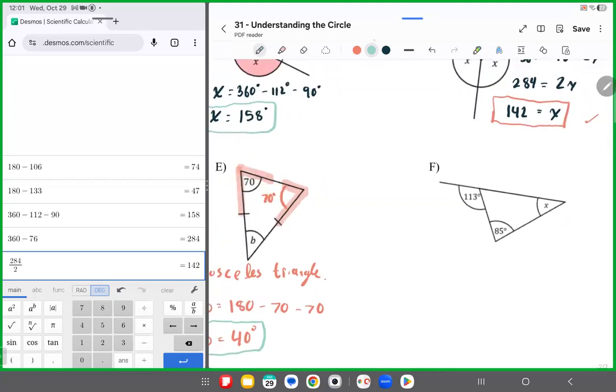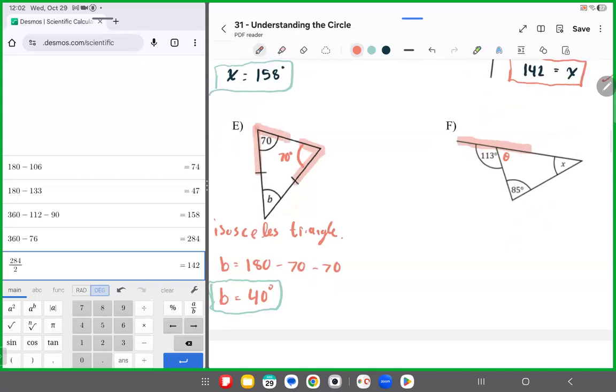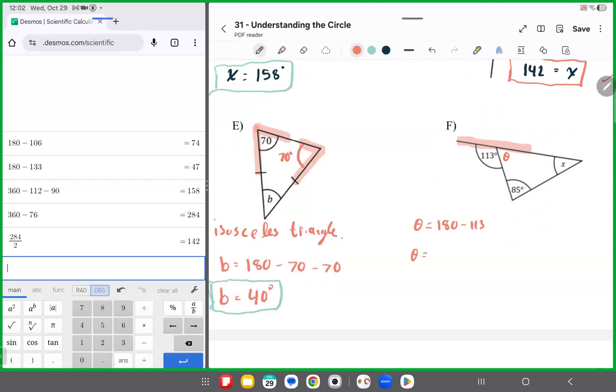Well, let's focus our efforts on this angle here first, because this is a straight line. And if we were able to figure out an additional angle inside of the triangle, we could just use the fact that a triangle's angles sum up to 180. Consequently, we should figure out this angle theta first, because theta is on a straight line. So theta will be equal to 180 minus 113. So 180 minus 113 is going to be 67 degrees.